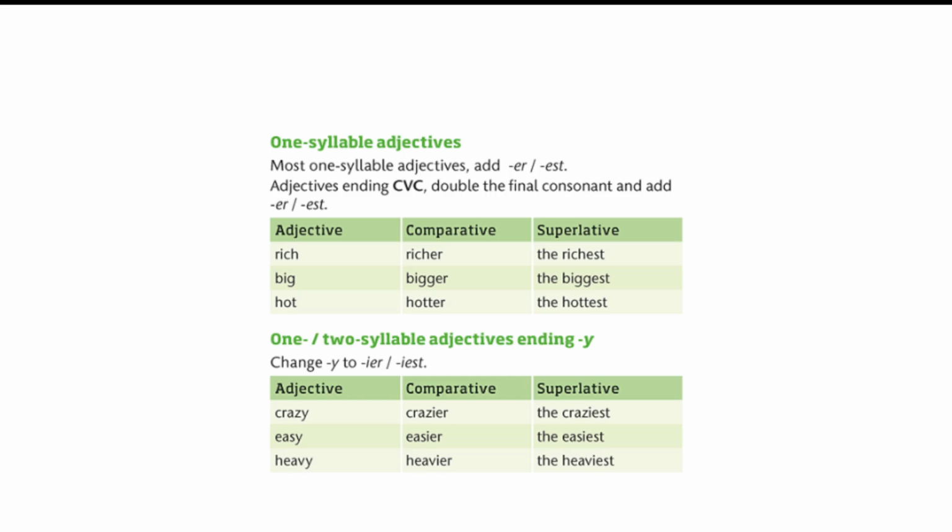If you have one or two syllable adjectives ending in Y, we change Y to IER or IEST. For example, the adjective crazy ends with the letter Y. So for comparative form, we say crazier. And for superlative, we say the craziest. The same as for the adjective easy. So we say for the comparative form, easier. For superlative, we say the easiest.